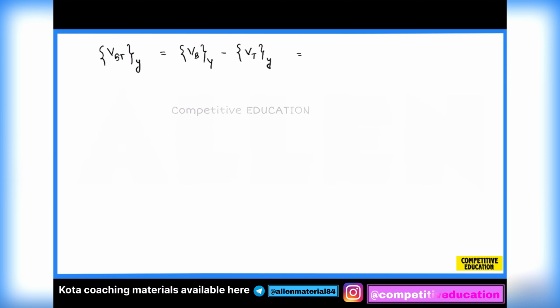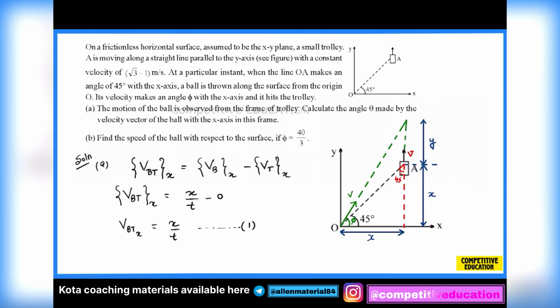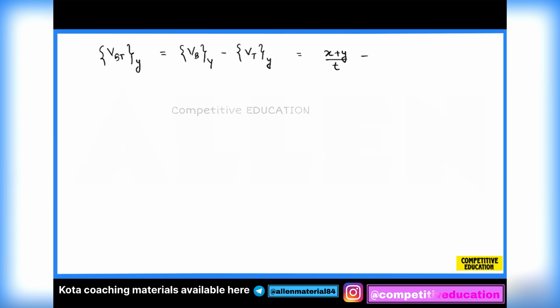So I can write it as (x plus y) divided by t, that is the time taken by the ball to reach over there, minus the velocity of the trolley. The displacement of the trolley will be this, that is y, and the same time will be taken because they will be reaching that point in the same time, only then they are going to hit. So it will be y by t. So from here I will get the velocity of the ball with respect to the trolley in the y direction as x by t. This is my equation number 2.